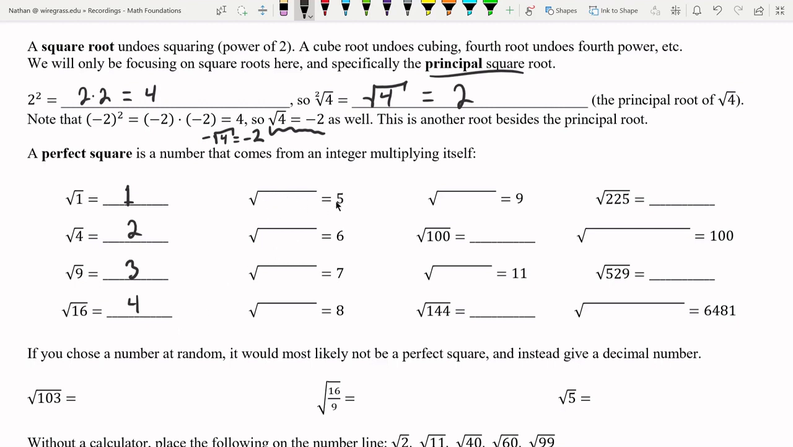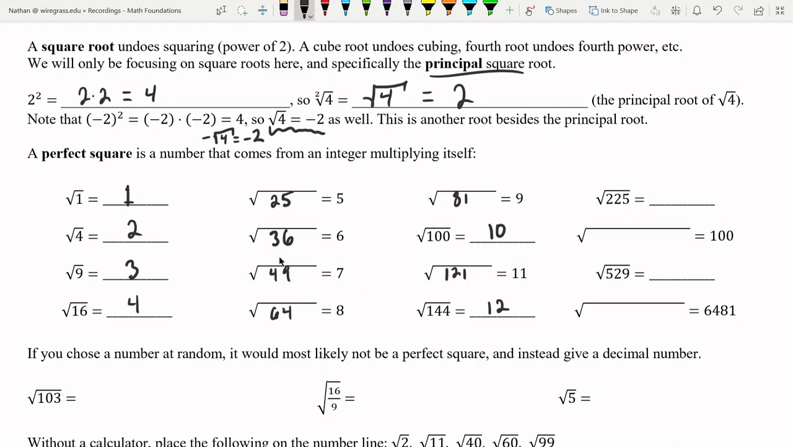The square root of what is 5? Well, 5 times 5 is 25, so the square root of 25. 6 times 6 is 36, so the square root of 36 is 6. 7 times 7 is 49. 8 times 8 is 64. 9 times 9 is 81. So the square root of 81 is 9. And the square root of 100 is 10. 10 times 10 is 100. 11 times 11 is 121. And then the square root of 144 is 12. 12 times 12 is 144.